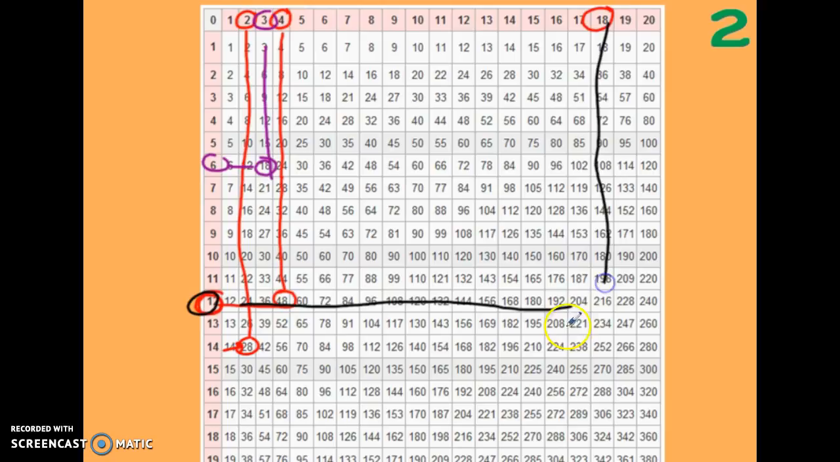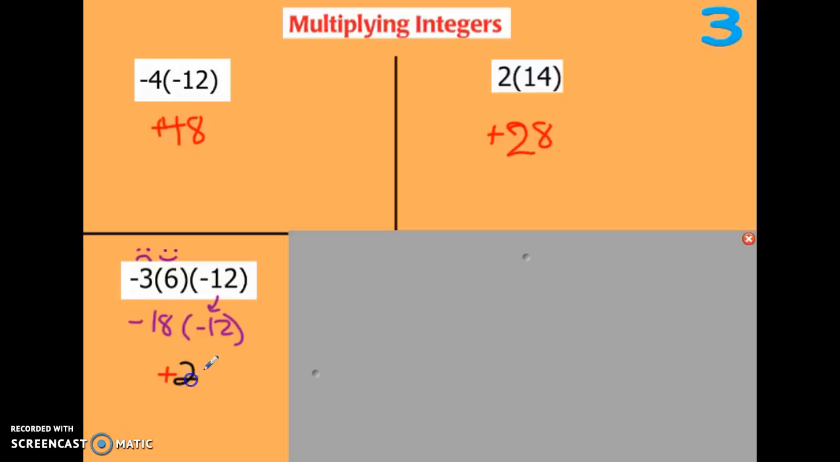18. Our answer should be 216. So remember, you can't do all three. Start with the first two, then once you find the answer to those two, then multiply the next one.